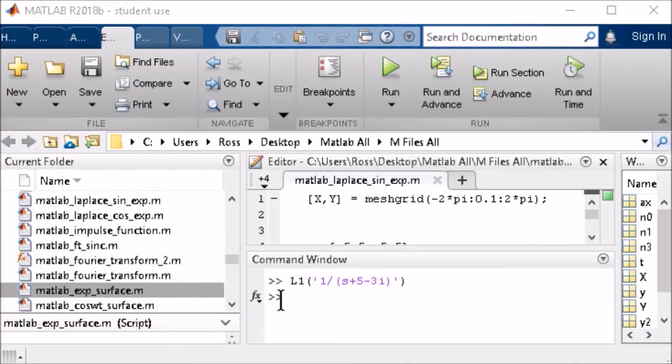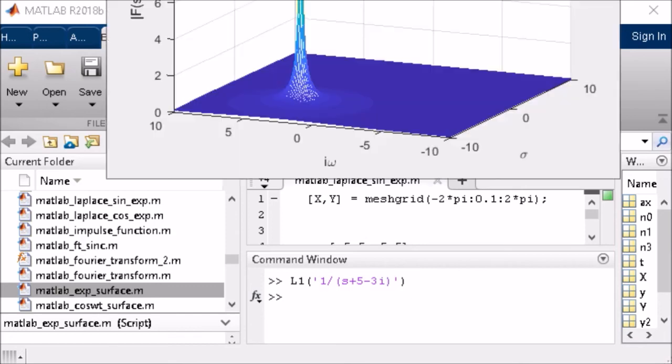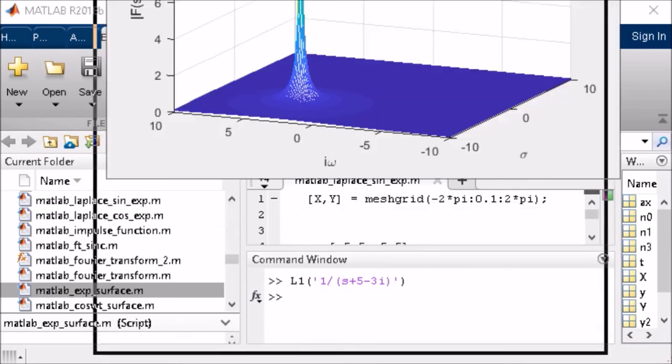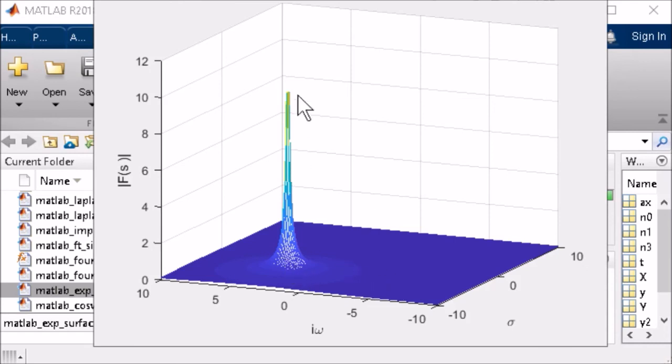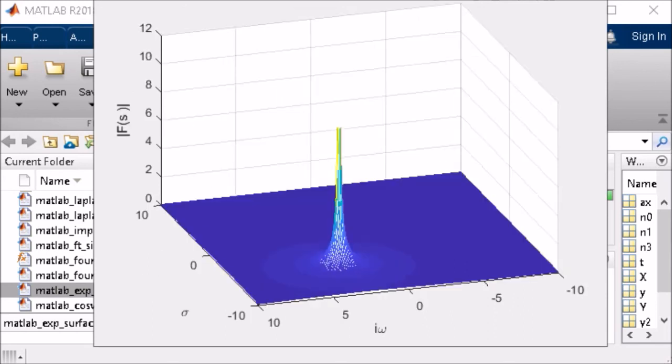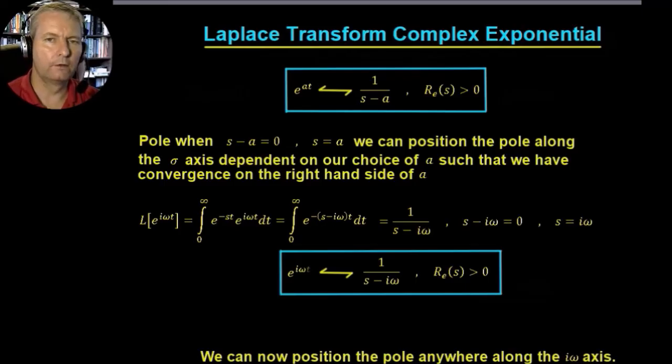So we're going to use the L1 again. In this case we'll put in 1 divided by s plus 5 minus 3i, and you can see I've got the quotation marks again. This is available in the resources section. Whenever we put that in and look at the complex frequency domain, we see that we get our pole here. Our pole exists at minus 5 on the sigma axis, and plus 3 on the I omega axis. So that's us found a way of moving the pole to any position within the complex plane.